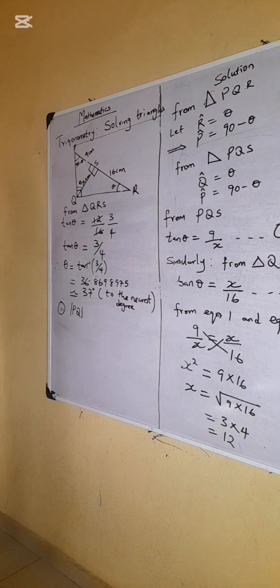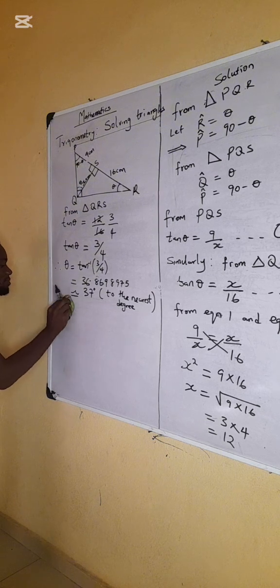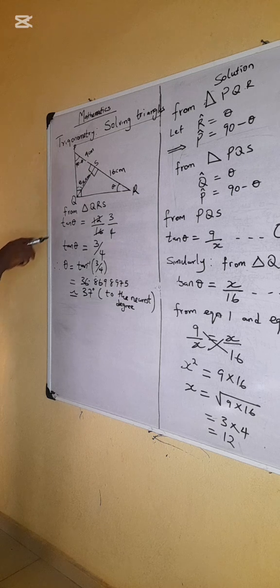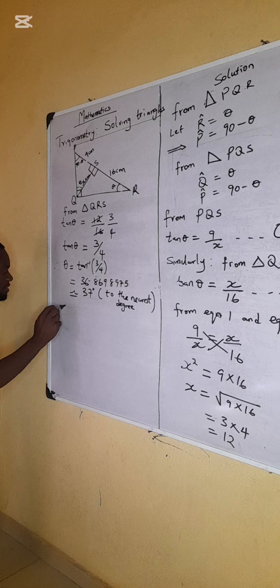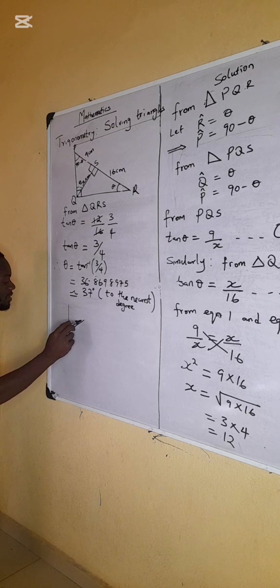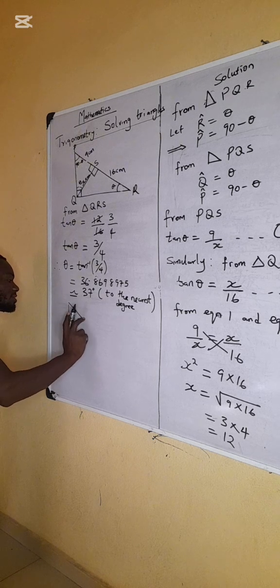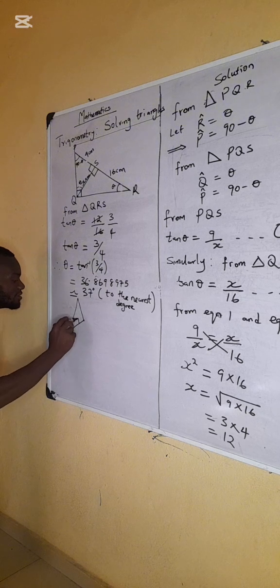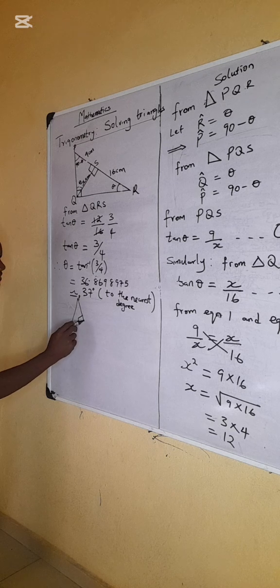Then the last part is we are asked to find PQ. So how do we find PQ? If you observe, PQS is a right angle triangle. So if you look at PQS, this is how PQS looks, where the angle at S is 90 degrees. So this is the P, and this is the Q, and here is the S.